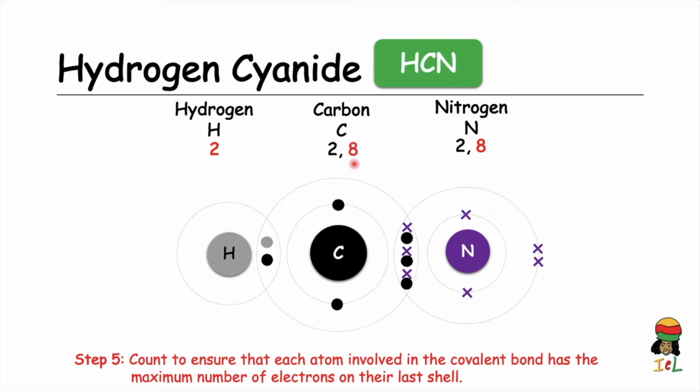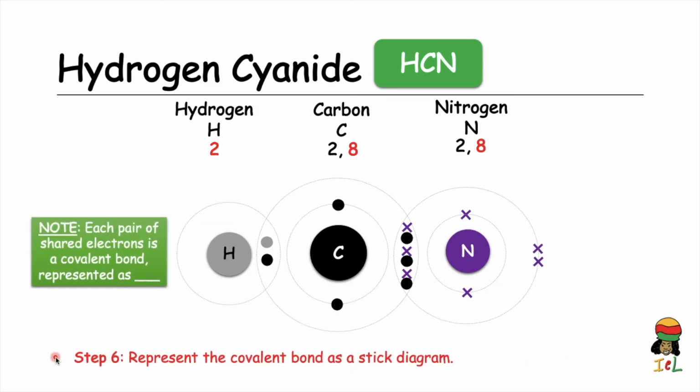Finally, we can represent the covalent bond as a stick diagram, so we record the symbols of the elements involved in bonding in the order in which they bonded in the dot and cross diagram. Hydrogen, carbon, nitrogen. Make sure to leave sufficient space between the symbols to insert the number of covalent bonds formed.